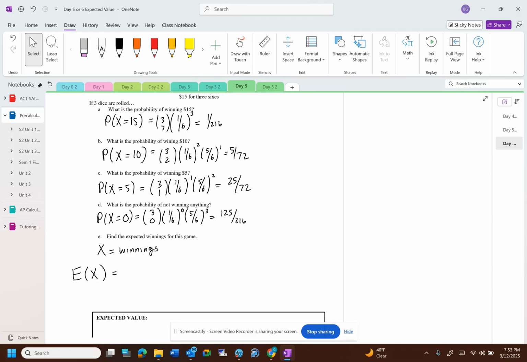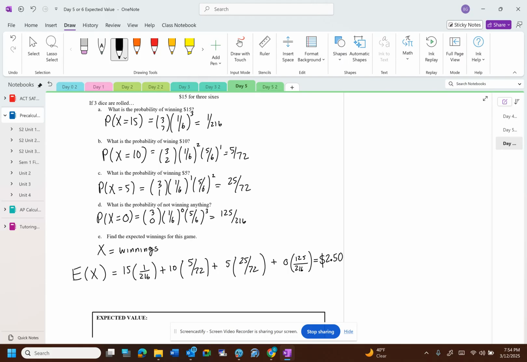What percentage of the time do we win $15? Well, 15 times 1 over 216. 10 times 5 over 72. 5 times 25 out of 72. Plus 0. In this case, 0 is not going to affect the outcome, but I'm going to write it down anyway. And there it is. This is the expected winnings. So we will win $2.50 if we play this game. That's the expected winnings.